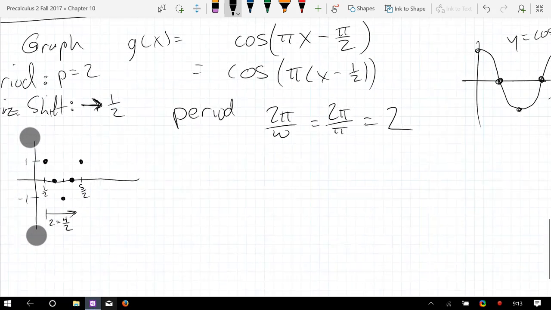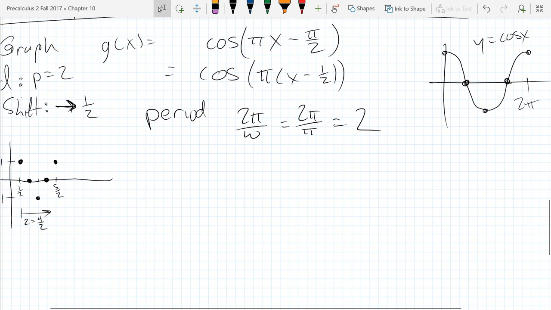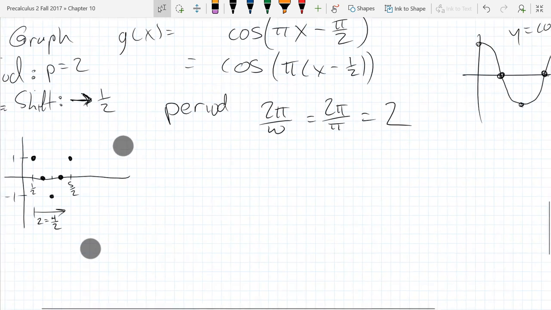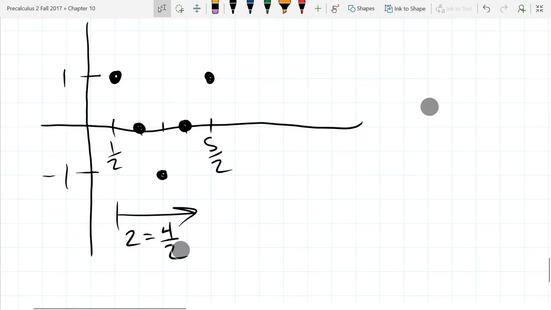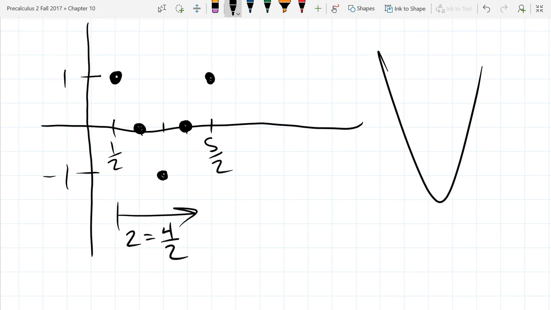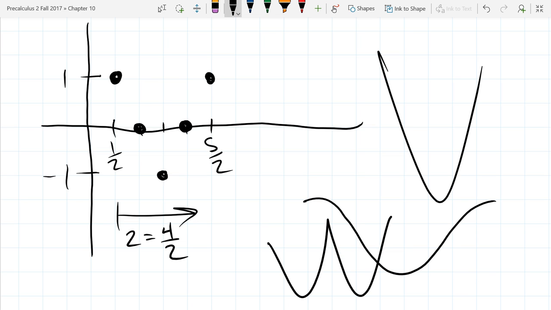So again, all I'm doing is writing down those 5 key points, but I'm writing them where the period starts and ends. So any questions about getting these 5 points in the right spot? And now connect them together. Remember, the graph does not look like a V. It's supposed to look more like a smooth wave. So do your best to draw a smooth wave. I'm not going to count off points if you graph and it looks like a zigzag like that. But do your best to avoid writing a zigzag.